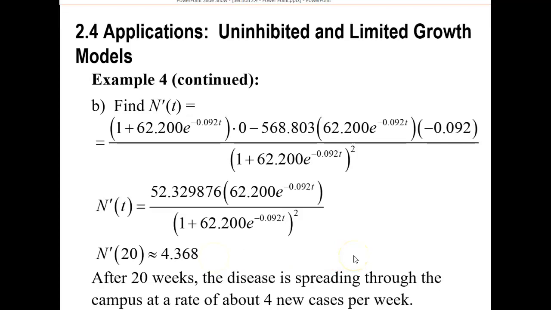Meaning after 20 weeks, the disease is spreading through the campus at a rate of about 4 new cases per week. This can be a little bit tricky to evaluate on your calculator, so you will need to practice that and make sure that your answers are coming out correctly. If you have questions about that, just let me know and I can help you walk through how your calculator should be handling these, because every calculator is a little bit different.